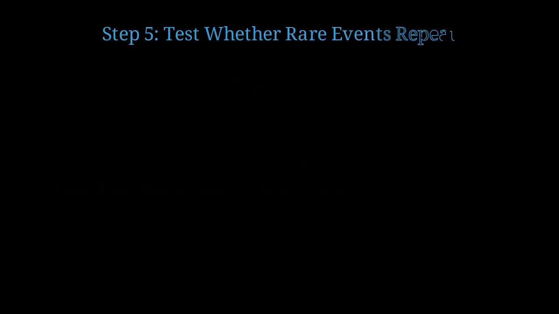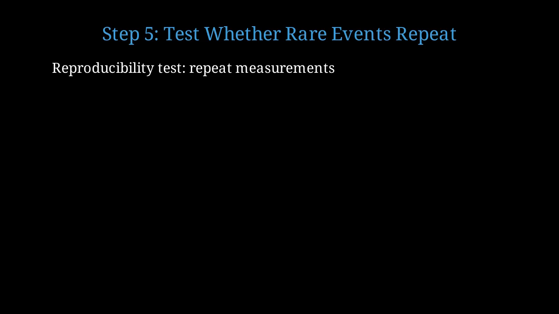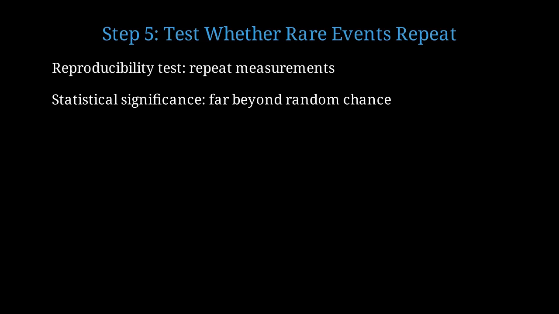Step 5. Test whether rare events repeat. Rare events could be statistical flukes or experimental errors. You must verify they're reproducible. Geiger and Marsden repeated the experiment dozens of times over months. Each time, roughly 1 in 8,000 particles scattered beyond 90 degrees. The ratio was consistent. With thousands of trials, this was far beyond random chance. The probability of this pattern occurring by accident was essentially zero. The large angle scattering was real and reproducible.